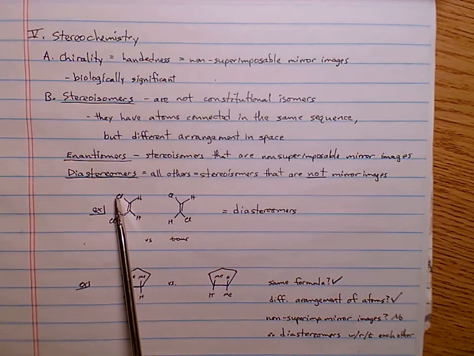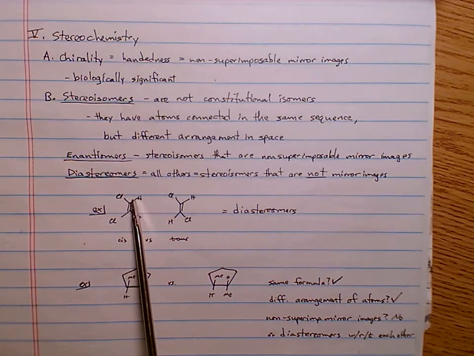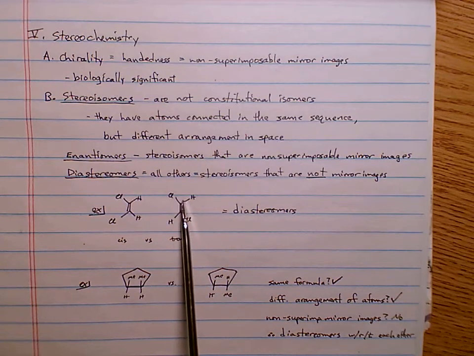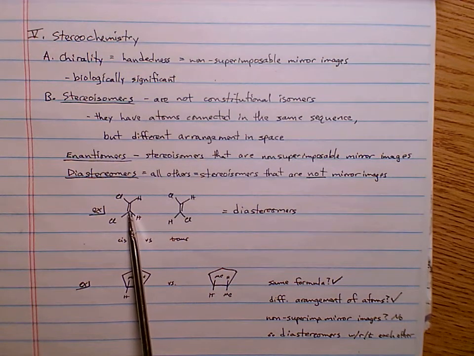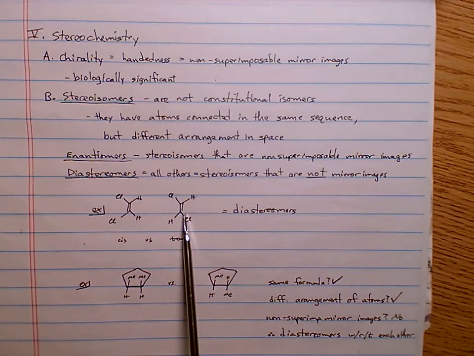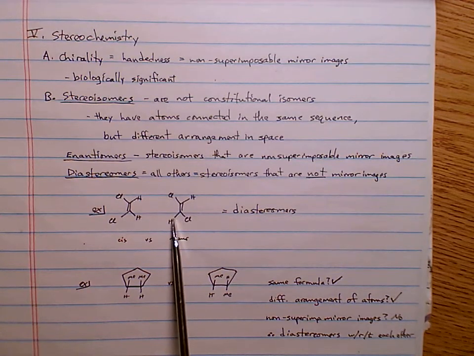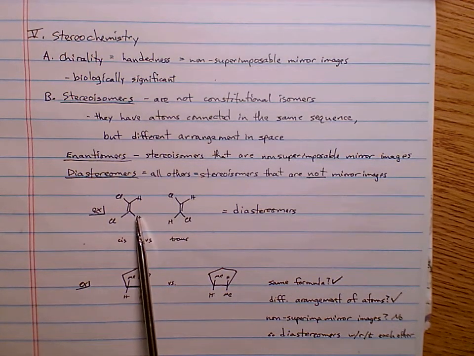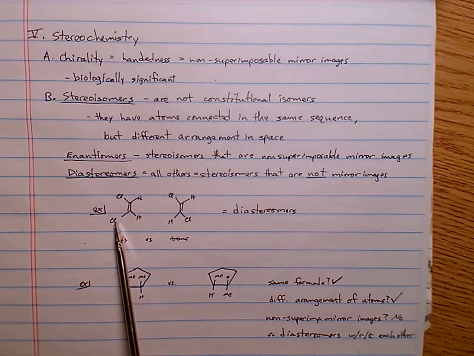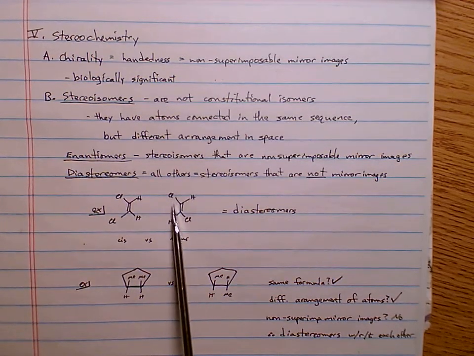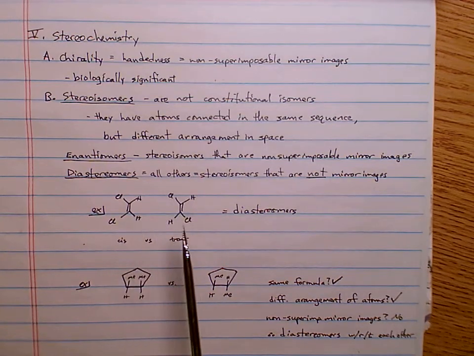Note that you look at this carbon up here, it's bonded to a chlorine and a hydrogen, same as this one, chlorine and a hydrogen. But here, this is bonded to a chlorine and a hydrogen. This carbon down here also bonded to a chlorine and hydrogen. But here the two chlorines are cis to each other. Here the two chlorines are trans to each other. It's a double bond, so we cannot get rotation.